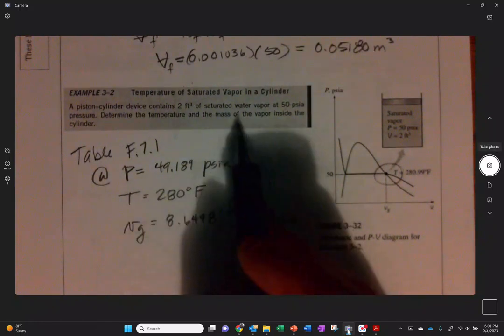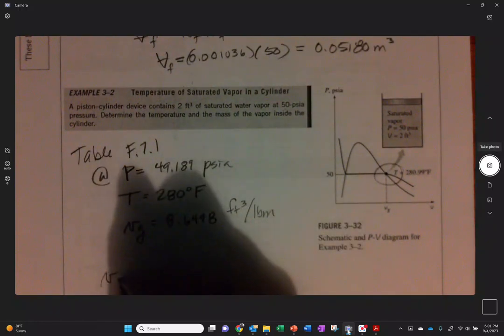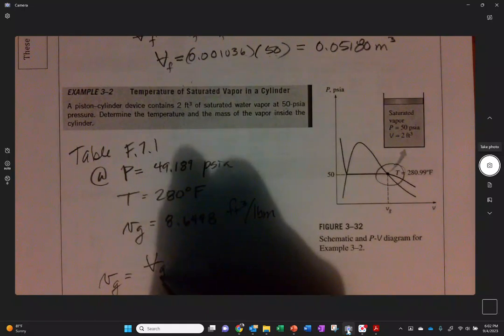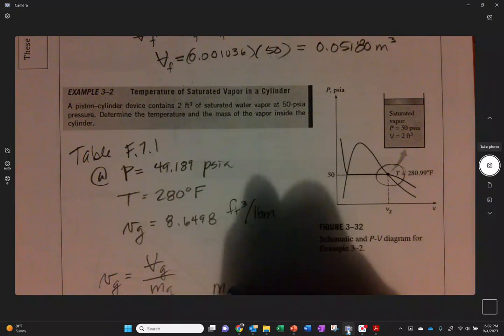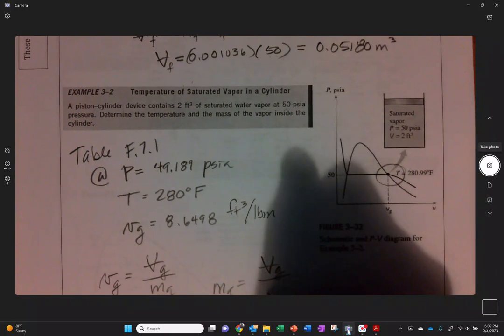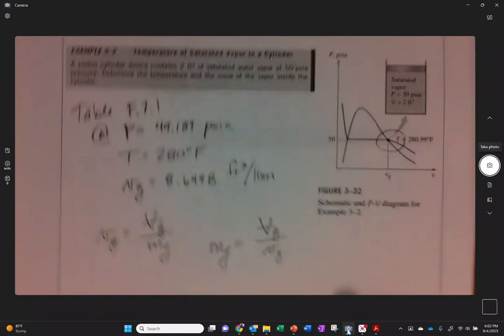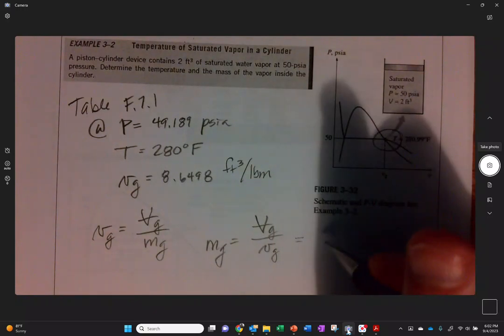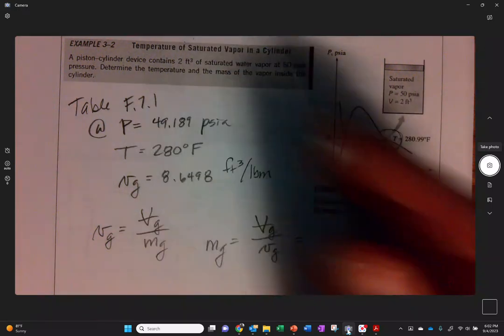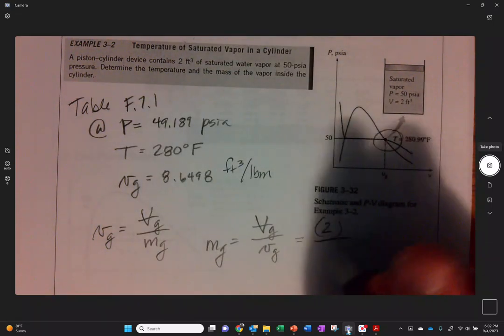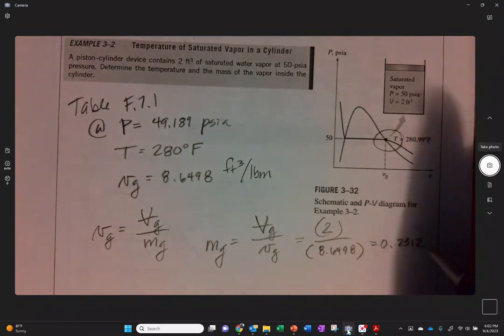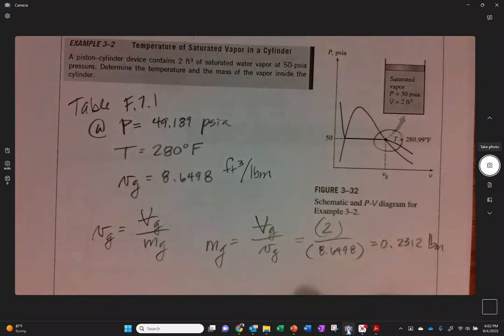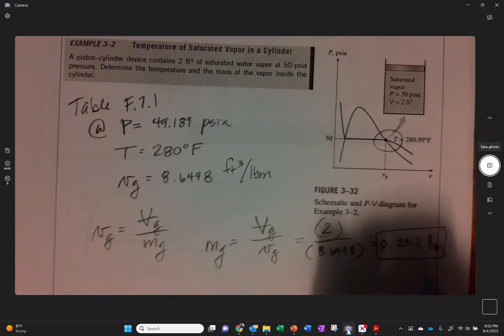So if you want to find out what the mass is going to be, remember that we have vg equals Vg over mg. We want to find the mass, so mg is equal to Vg over little vg, right? They said that they had 2 cubic feet. Divide that by 8.6498, and you get 0.2312 pounds mass. So that'll be the answer right there. This is the answer up here.